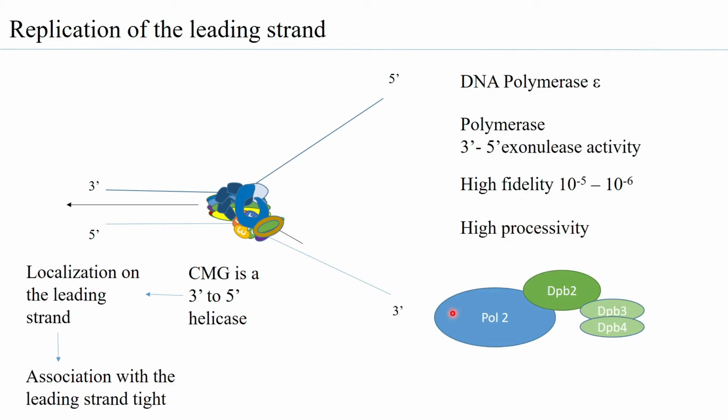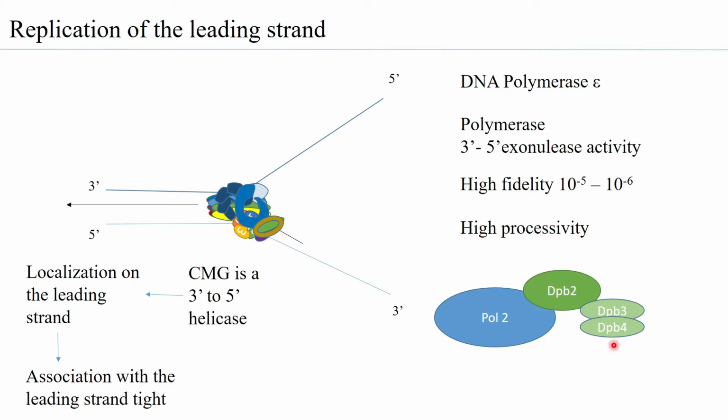So when one looks at the overall structure of DNA polymerase epsilon, it is found that it is again a multi-subunit complex, with Pol 2 being the largest subunit of the DNA polymerase epsilon, and the Pol 2 has the catalytic domain. This in turn is bound to the DPB2. This is significant as a subunit, and the DPB3 and the DPB4.